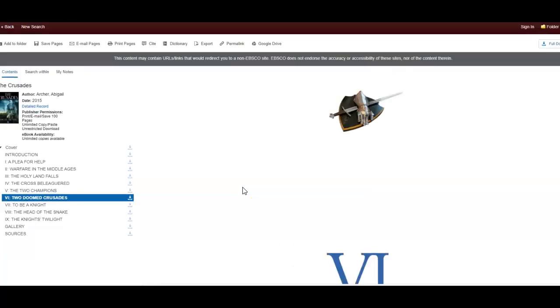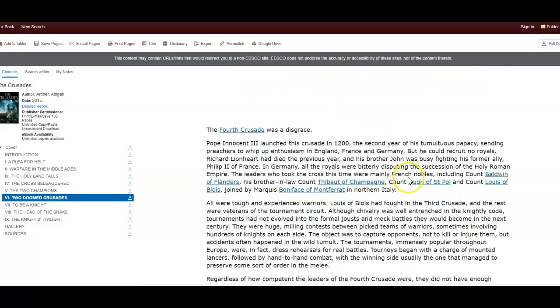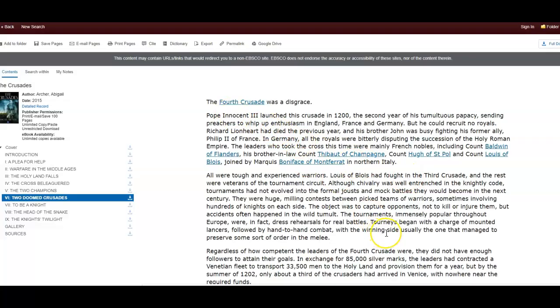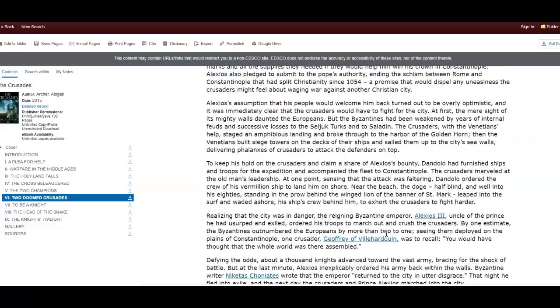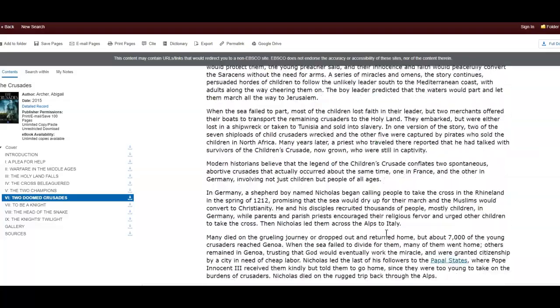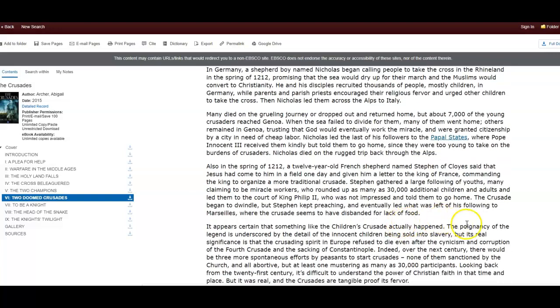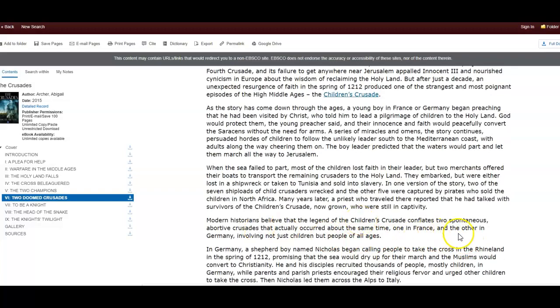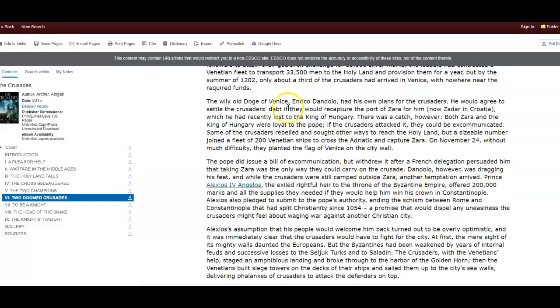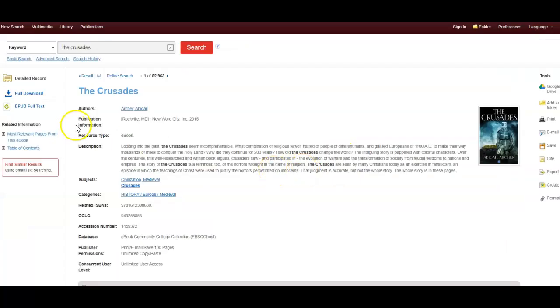It's supposed to open. Here we go. And so literally here it is. It's about the Fourth Crusade. And so you can read through and get the details about the Fourth Crusade, who was involved, what occurred. All this is part of it. And so it really is a nice little section here to look at. So our library resources are really good to go with.